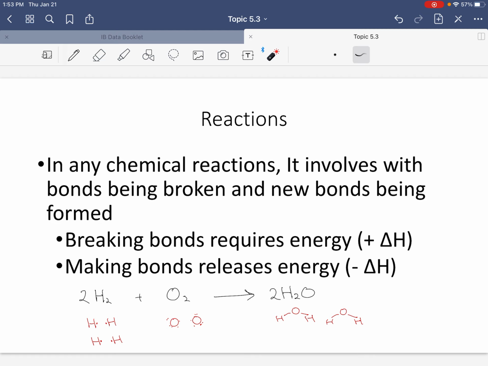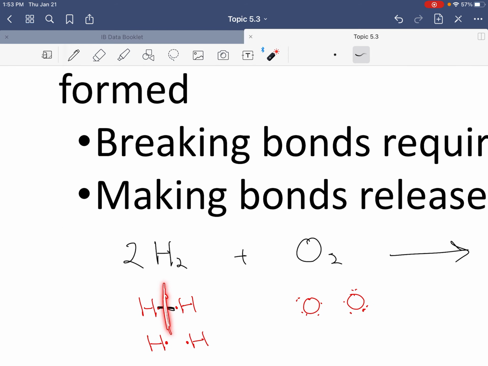One more thing, just before we move on to the next page. You notice that we broke this bond between H and H. Let's say to break that bond, you need, I don't know, 50 kilojoules. Let's just say it's 50 kilojoules to break this bond. How much would it be to form this bond?